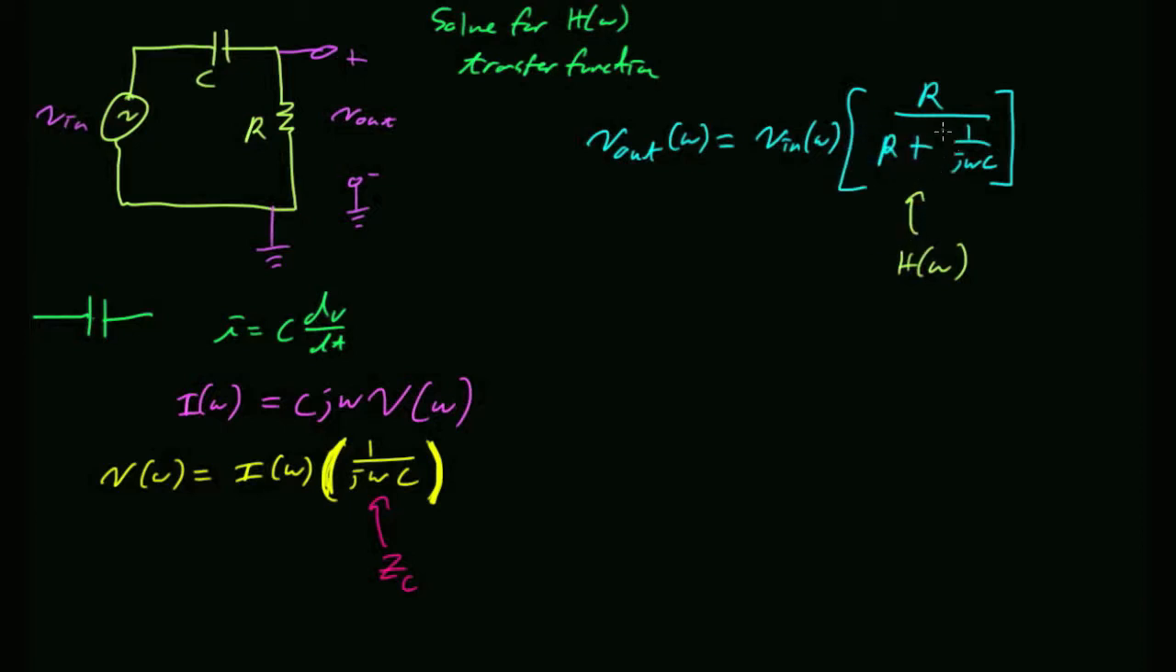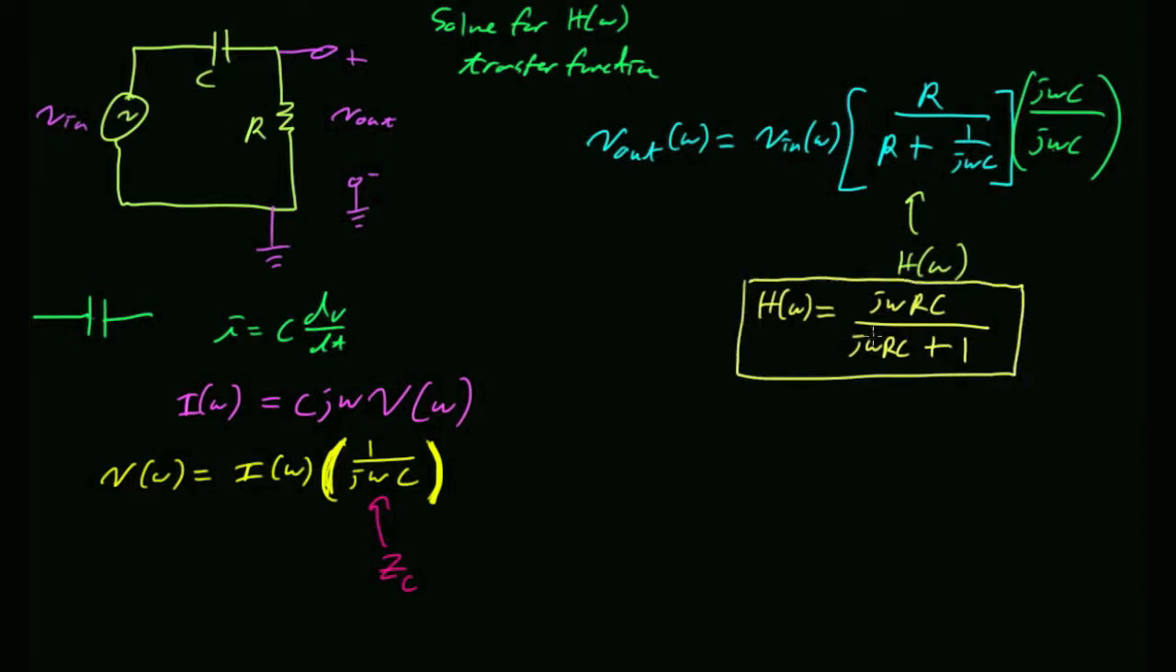Right. If I multiply numerator and denominator by J omega C, that's the standard trick for cleaning that up. I can always multiply by 1, right? That never changes my fraction. So if I do that, what happens to my numerator? J omega RC. And what happens to my denominator? J omega RC plus 1. And that's your transfer function for a high-pass filter.